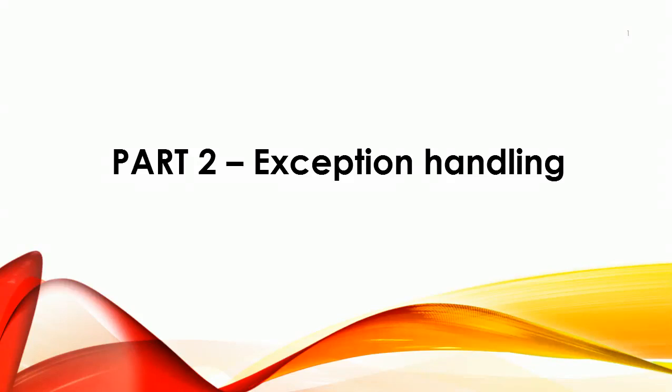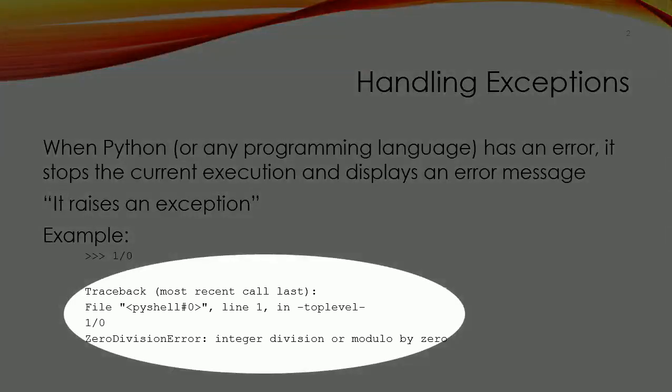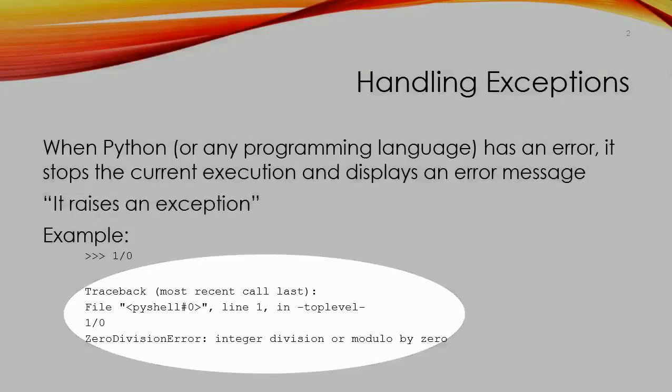Everybody, and welcome back. Today we'll continue talking about Chapter 4, Part 2, which is exception handling. When Python or any programming language has a runtime error, it stops the current execution and displays an error message. It raises an exception. As you can see in the below example, this is an example of an exception when you try to divide by 0.